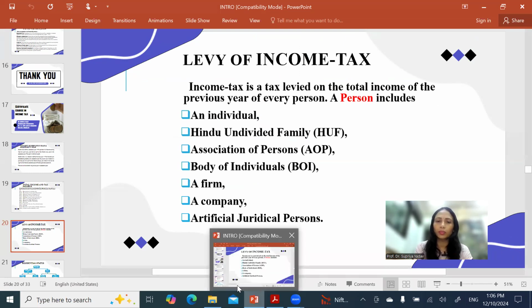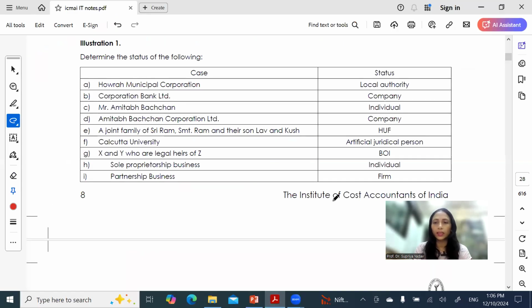So let's have one example so you will understand deeply what exactly person means. Here, determine the status of the following. Howrah Municipal Corporation. It is a local authority. Corporation Bank Limited. It is a company. It is a public limited company. Amitabh Bachchan. He is an individual. But the Amitabh Bachchan Corporation Limited is a company. Then the joint family of Sri Ram, Srimati Ram, and their sons Love and Kush is HUF. Okay, Hindu Undivided Family.